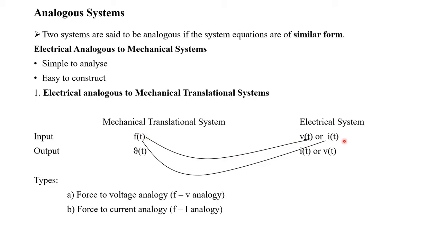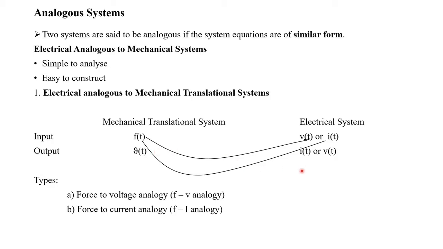Accordingly, we have two types of analogous circuit, force to voltage analogy as well as force to current analogy. What do we mean by force to voltage analogy? In force to voltage analogy, we transform the force of the mechanical translational system into the voltage of the electrical system. In force to current analogy, we transform the force of the mechanical translational system into the current of the electrical system. After transforming the input as well as output, we are going to transform each and every component of the mechanical translational system into its corresponding electrical component.